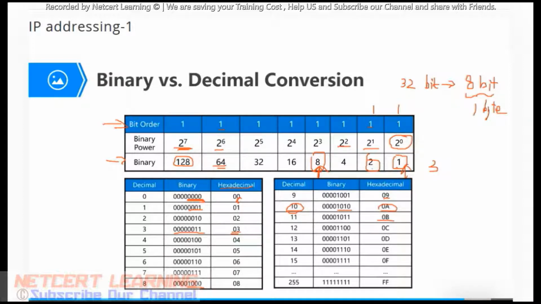This is the conversion between decimal, binary, and hexadecimal. The values in one row are equal, but in different expressions.